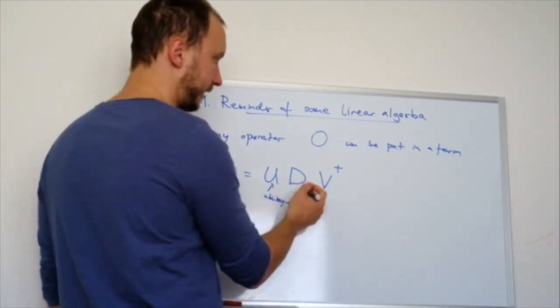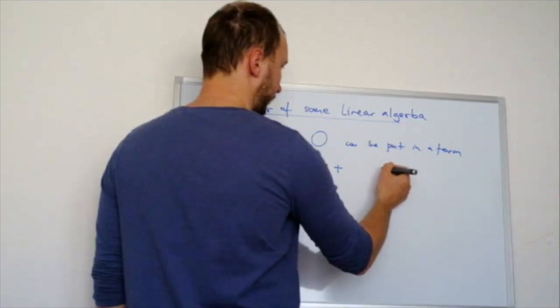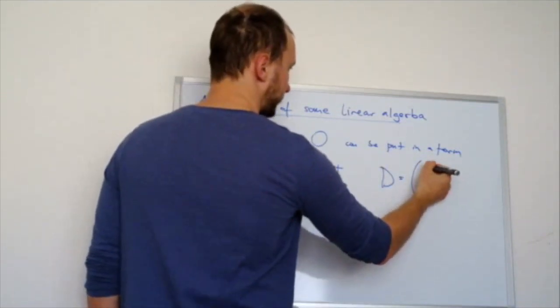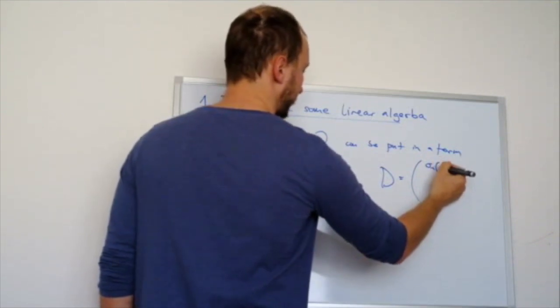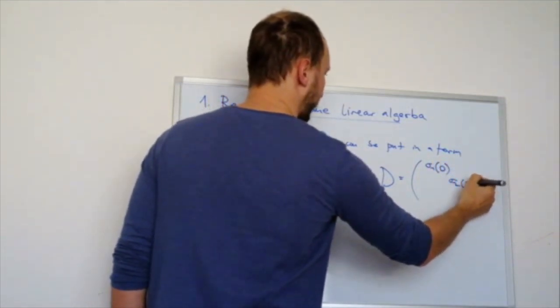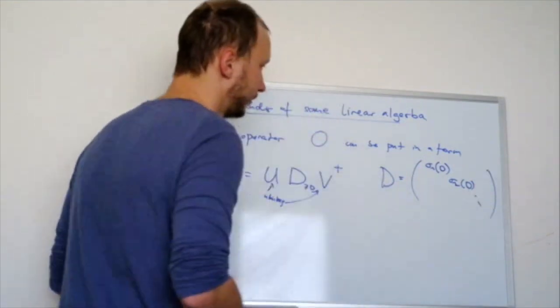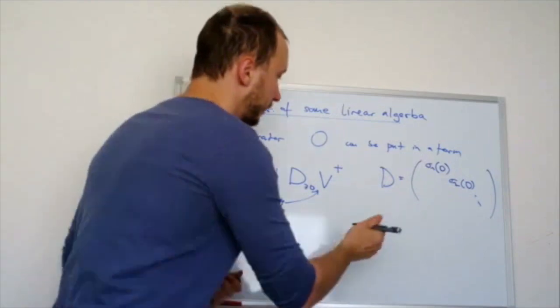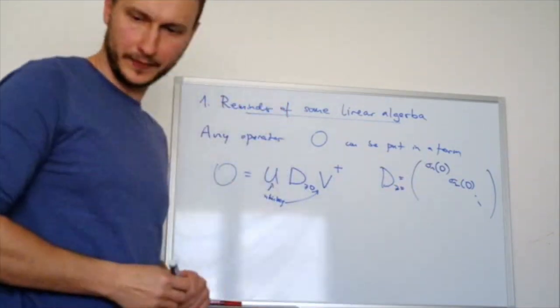And then of course, since this is diagonal, these are the eigenvalues. Sometimes I call this D the singular values of the operator, or actually they're always called singular values of the operator, of the matrix. So these diagonal entries here are the singular values of the operator.